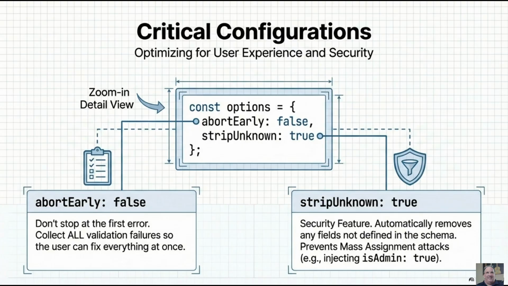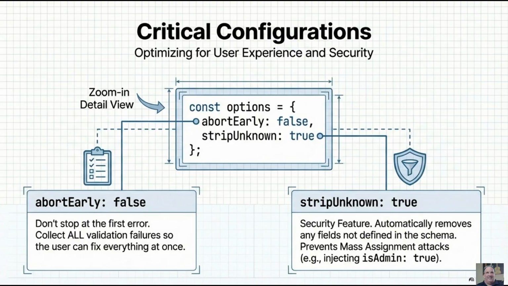Second, stripUnknown: true. This is a security feature, an important one. Let's say your schema expects email, password, and role. But what if someone sends an extra field, something like isAdmin is true, hoping your code will blindly save it to the database? That's called a mass assignment attack, and it's a real vulnerability, okay?